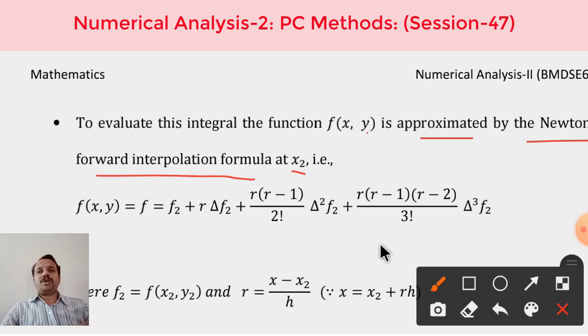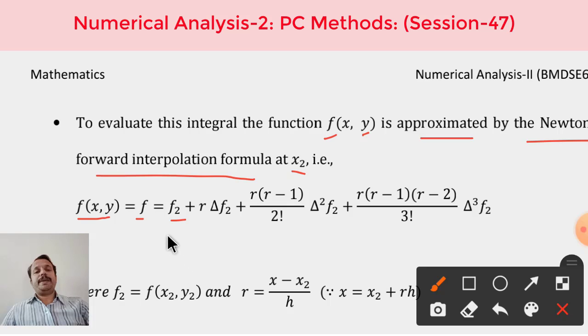In the earlier case it was about the point x0, now it is about the point x2. We have to write Newton's forward interpolation formula of the function f. So it is f of x comma y, that is nothing but f2 plus, so the first term will be f2 because we are interpolating about the point x2.